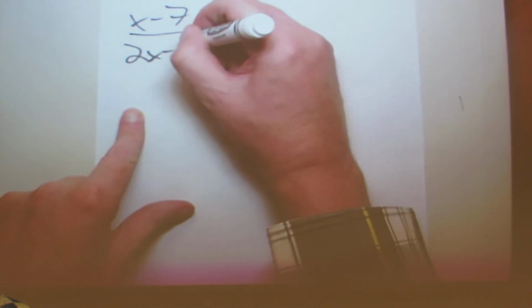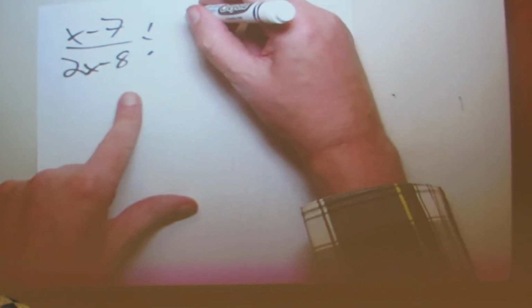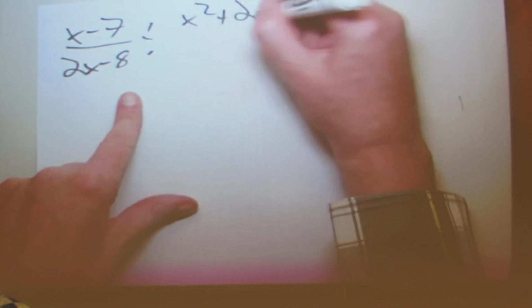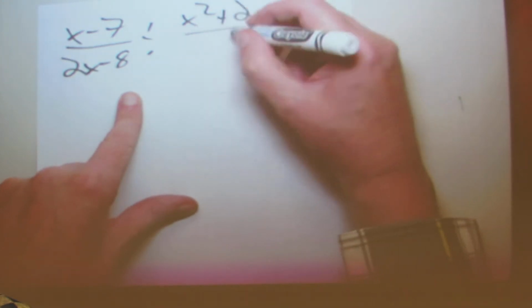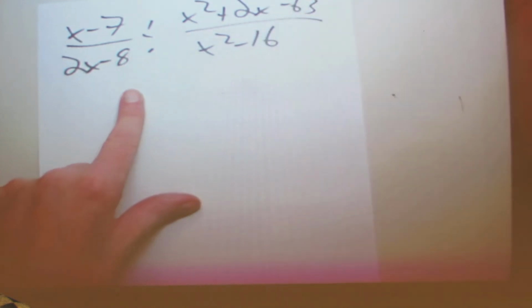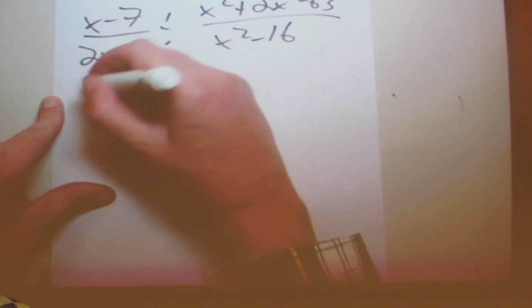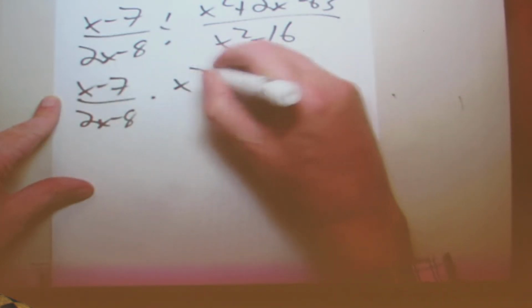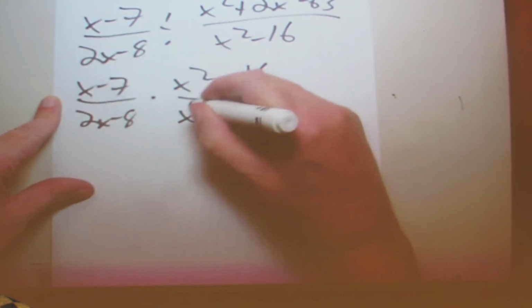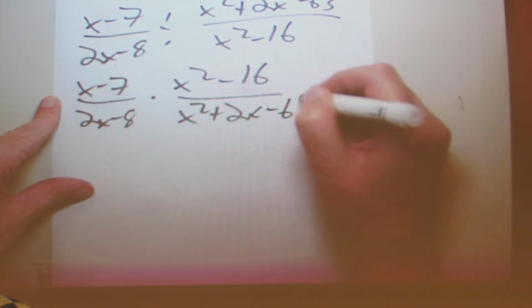Then we're going to have where we have rational expressions. So x minus 7 over 2x minus 8 divided by x squared plus 2x minus 63 over x squared minus 16. It's a division, so the first thing we do is flip the second one to turn it into multiplication. X minus 7 over 2x minus 8 times x squared minus 16 over x squared plus 2x minus 63.